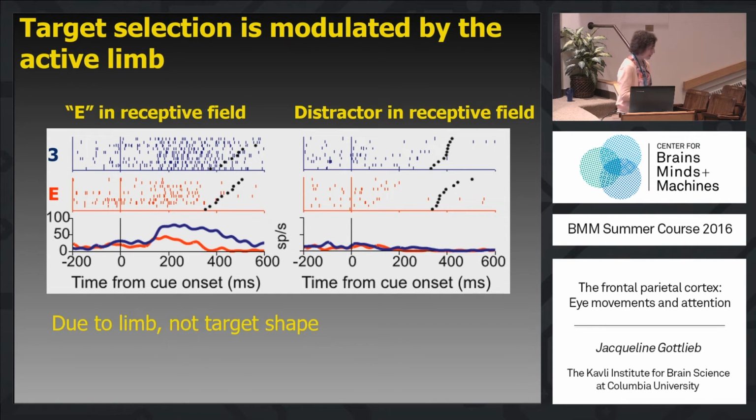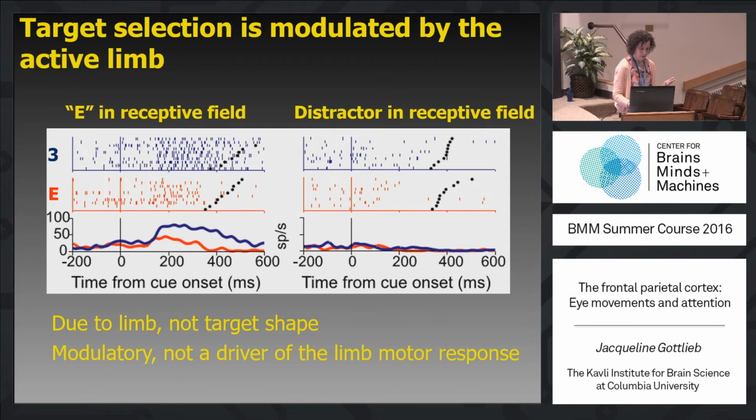We determined that this is not due to the shape of the E. So you could say this is shape selectivity, but it's not really straight shape selectivity, because we trained the monkey on a second set of stimuli. It was a U pointing up or down. And the neurons maintained a constant hand preference. So if a neuron liked the left bar release for the E, it also liked the left bar release for the U. Right? And that's unlikely to happen from pure shape selectivity.